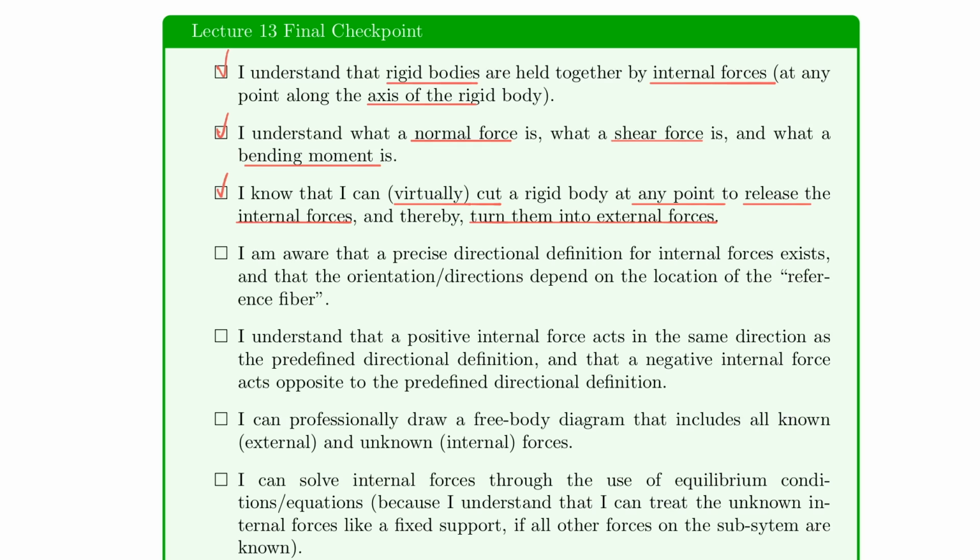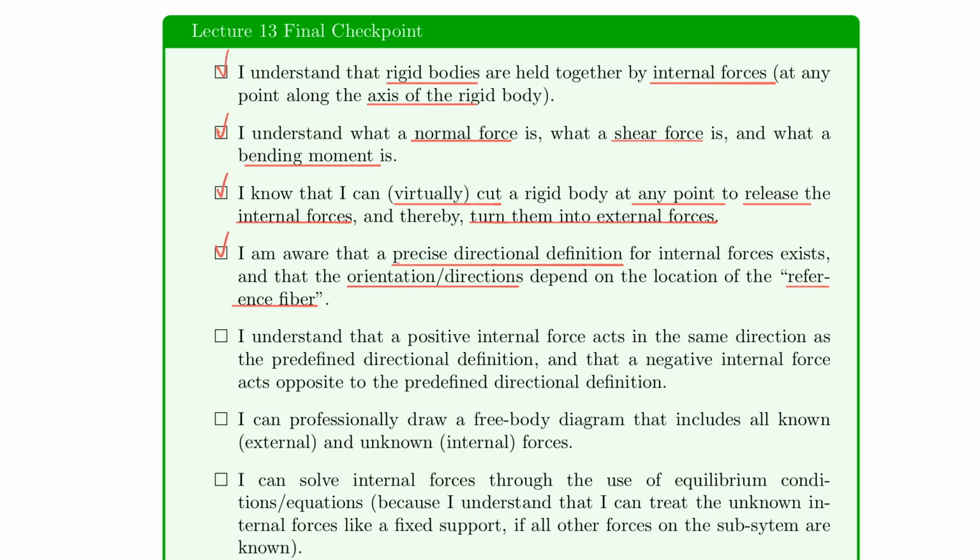Then we are aware that we have a precise definition for each of these, right? So we don't randomly assign internal forces. We have a positive shear force, a positive normal force, and a positive moment, and they are very specific to their orientation. And that relates to the reference fiber. We obviously understand that, because without the reference fiber, we could not properly assign them. So let's check that off.